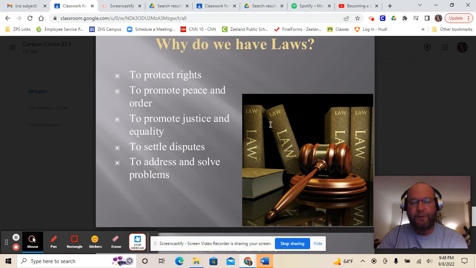To settle disputes. So whether that's a dispute, like an argument between two people, maybe it's between a person and a company or an organization, maybe it's between two organizations. We want to make sure that we have a way to make sure that those disputes are settled.